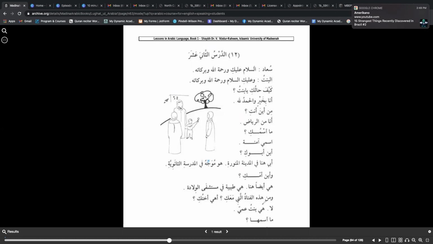ومن هذه الفتاة التي معك? And who is this young girl or young lady who is with you? So notice here we're using التي because it's a feminine word. All right. So if you're talking about a guy, a man, you would say الذي, with the dal and the ya. But because we're talking about a woman, we're going to use التي.